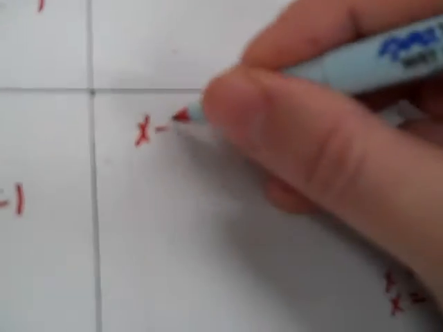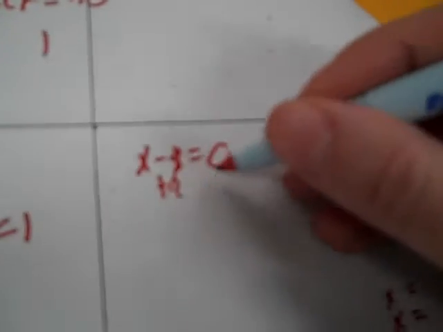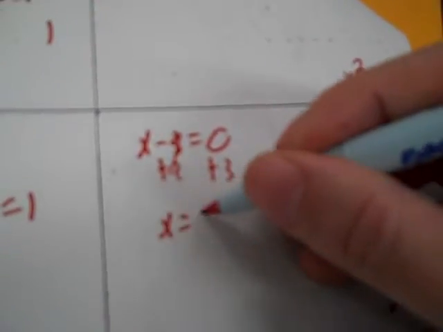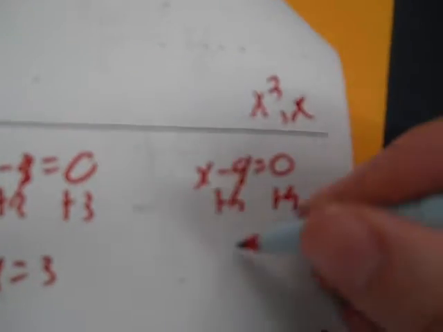Okay, so x minus 3 equals 0, or x minus 9 is 0. So I plus 3, I get 3. Plus 9, I get 9. 3 and 9.